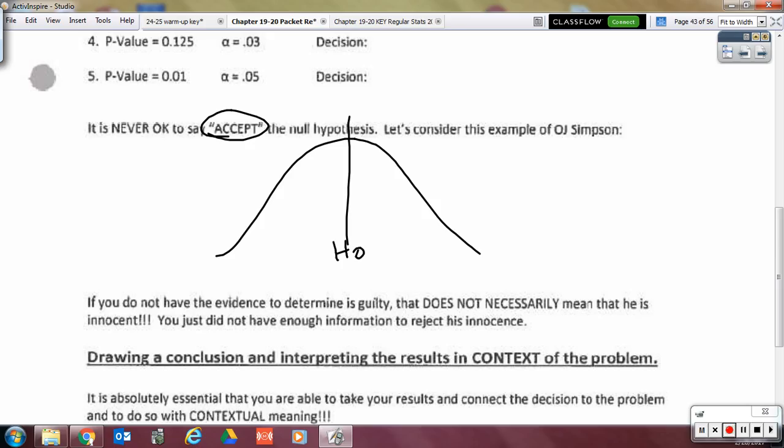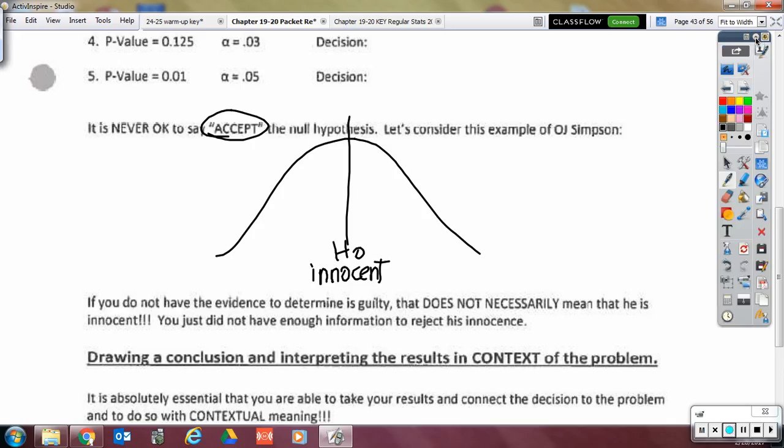In a court of law, this is O.J. Simpson. He goes in there and he is innocent until proven guilty. So write your null hypothesis as innocent. So you, as a defense attorney, collect data and present it to the jury, and then they will make a decision. Let's put a rejection region in here.